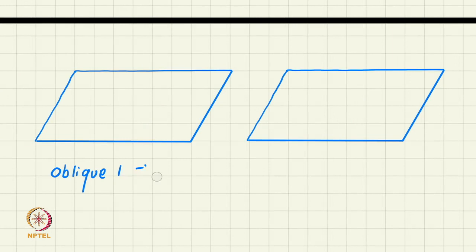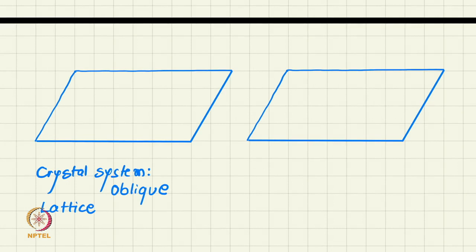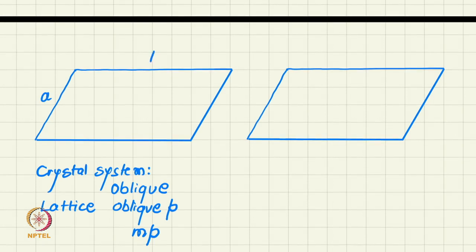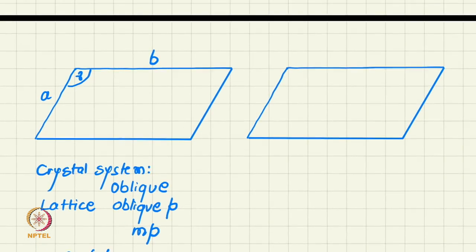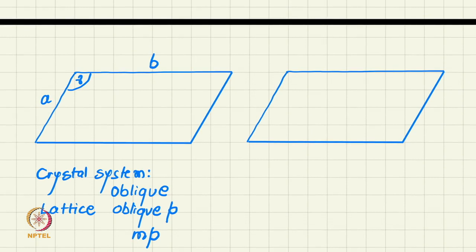So oblique is actually the crystal system, and the lattice is primitive oblique or oblique P, which in notation, I have told you, is not OP for oblique P, but mP, m standing for monoclinic, to relate it to 3D. So you have 2 translations a and b which are not related either in their dimension or in their orientation. The angle gamma is arbitrary. With all this arbitrariness, still the lattice translation gives you a twofold symmetry.